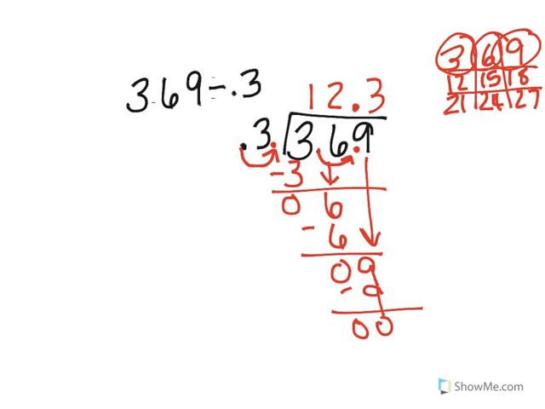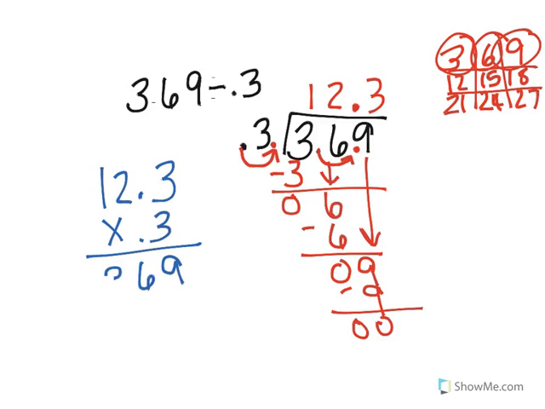I can check this by multiplying 12 3/10 times 3/10 and see if I get 3 69/100, because that was my original problem. So 3 times 3 is 9, 3 times 2 is 6, and 3 times 1 is 3. Count your decimal places. There's 1 in that factor and 1 in that factor, so that means there's 2 total. So it'll go right there, 3 69/100. So that means I am correct.